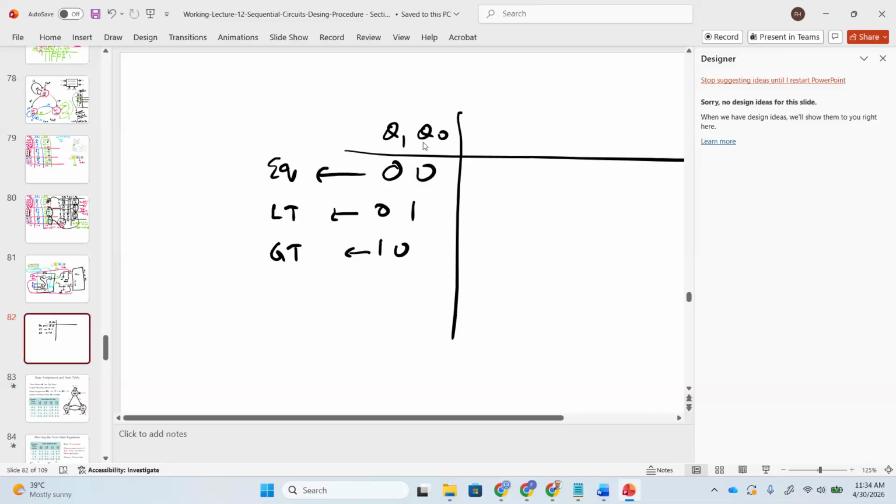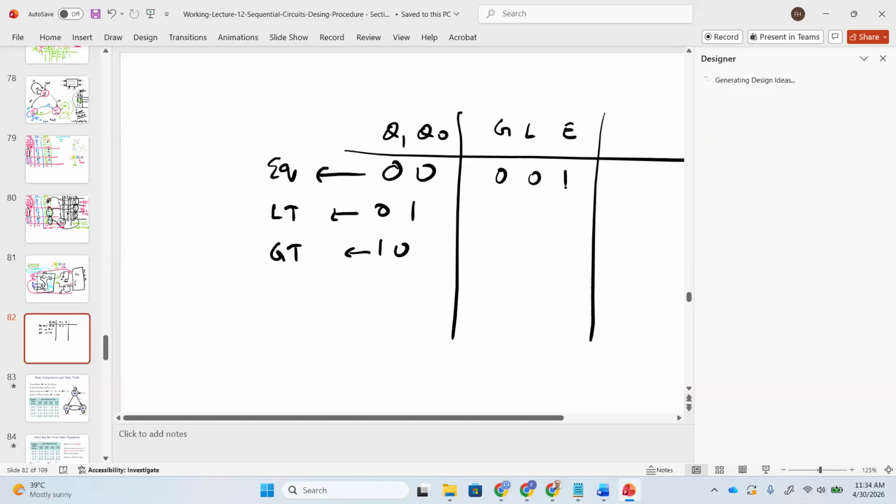Okay, now let me say that it is 0, 0, 0, 1 or 1, 0. This is Q1 and Q0. Okay, now we have 3 outputs. Remember G, L, and E. What is the value of G, L, and E in this example? Anyone may answer. The first one, 0, 0, 1. Very good. The second one, 0, 1, 0. Very good. And then 1, 0, 0. I'm very pleased. Very good.